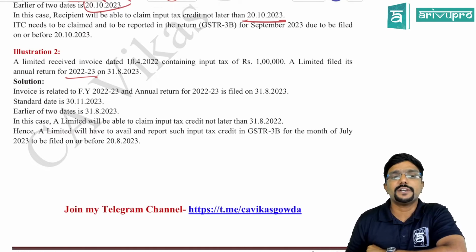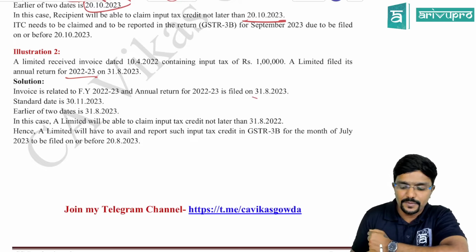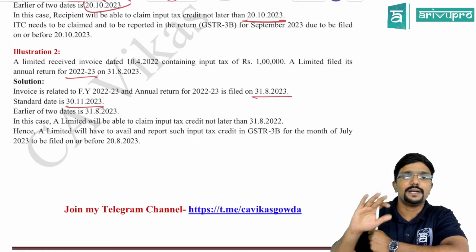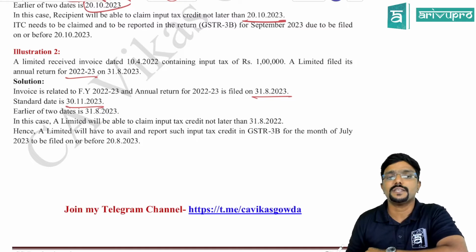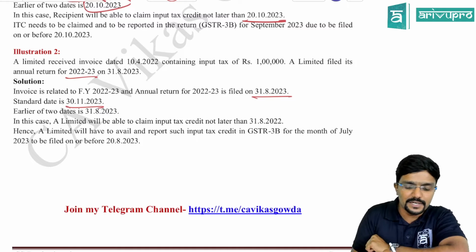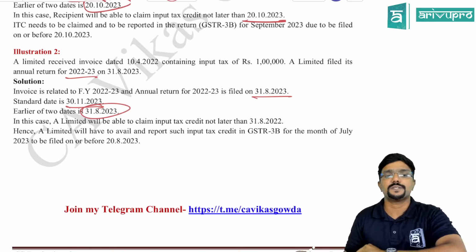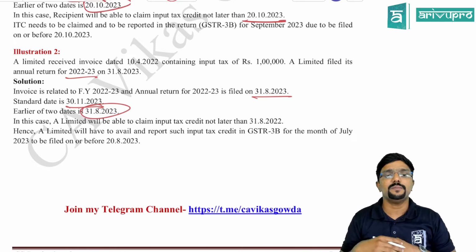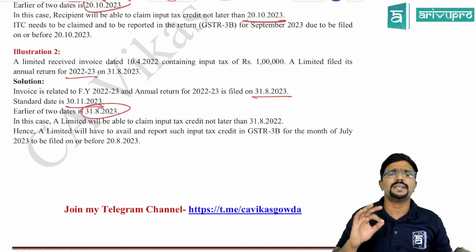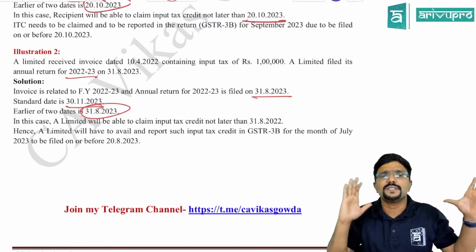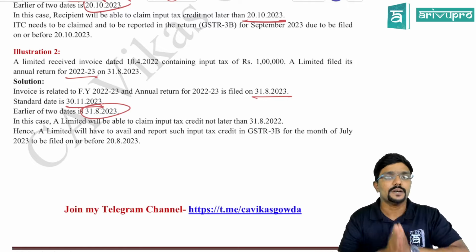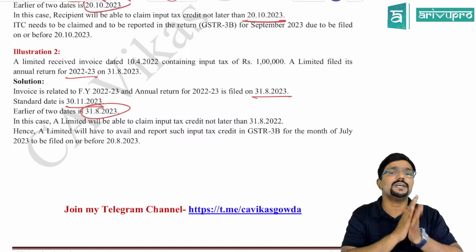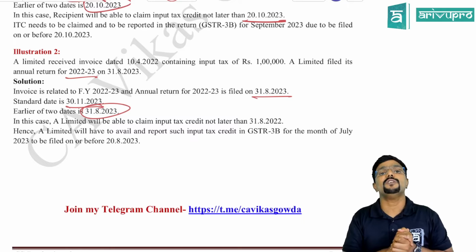Invoice is related to financial year 22-23 and annual return for 22-23 is filed on 31st August 2023. Whereas the standard date would be 30th November of next year, which is 30th November of 2023. Whichever is earlier is what? 31st August. In this case, A Limited will be able to claim input tax credit not later than deadline is what? 31st August. So you have to check before 31st August, which is the latest GSTR 3B you will file.